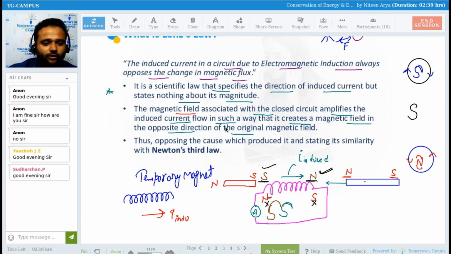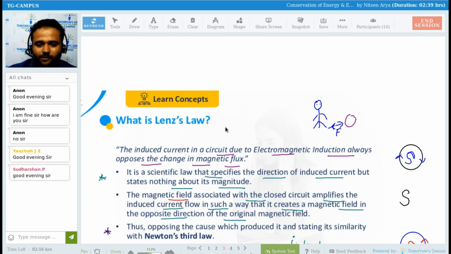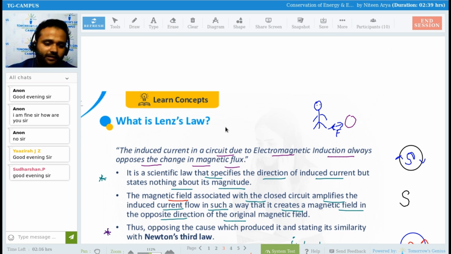And as I already told you, it opposes the cause which produces it, and it is similar to Newton's third law. It is going to oppose the particular cause. Cause means here, why should I give you this example of football? The cause is kicking the football, and that football applies a force on your leg. Clear? You feel that particular force on your leg, na?